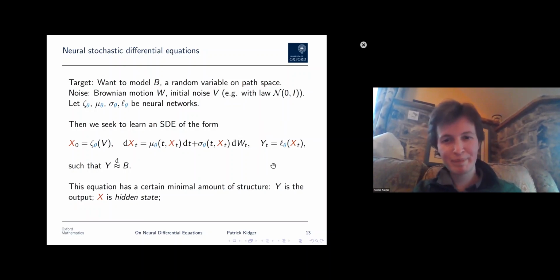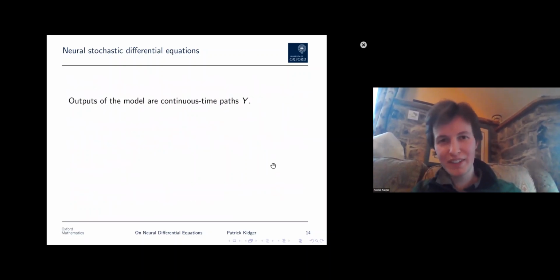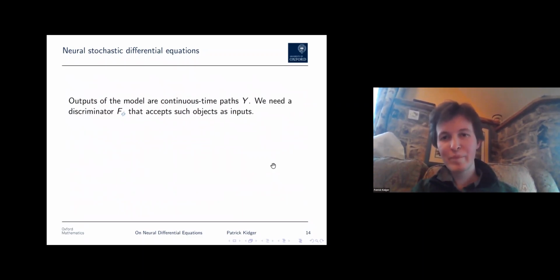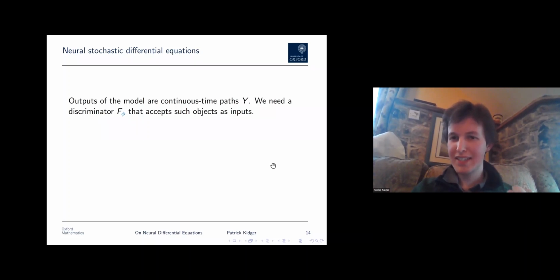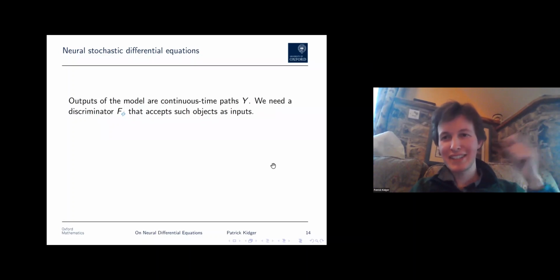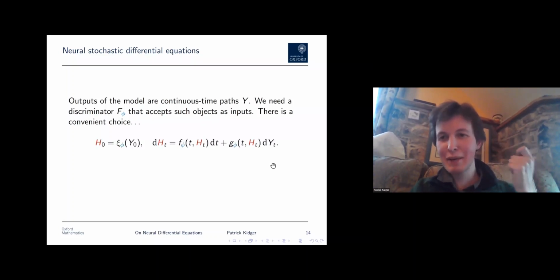Let's see. So on that note, how do we train these things? The output of my model, the output of my SDE, is a continuous time path y. And because I want to train these things as a GAN, because I'm inspired by that stuff I had a couple of slides ago, I need to introduce a discriminator that accepts continuous time paths as inputs. And do you remember when I told you about that most important slide early on in the presentation? Well, it's coming back to haunt you now. This is why I told you it was the most important slide.